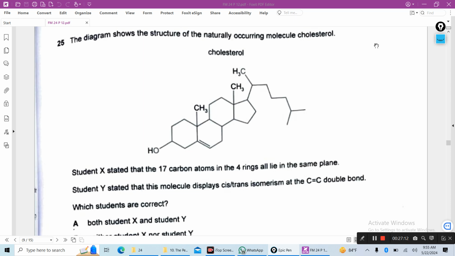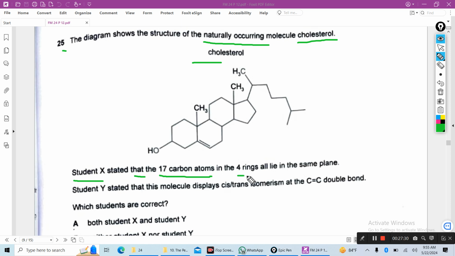This is 25. This diagram shows the structure of the naturally occurring molecule cholesterol. Student X stated that 17 carbon atoms in the four rings lie in the same plane. This would mean trigonal planar, so not 17 carbons. Here there are only 3 bond pairs. So not 17. This is wrong.